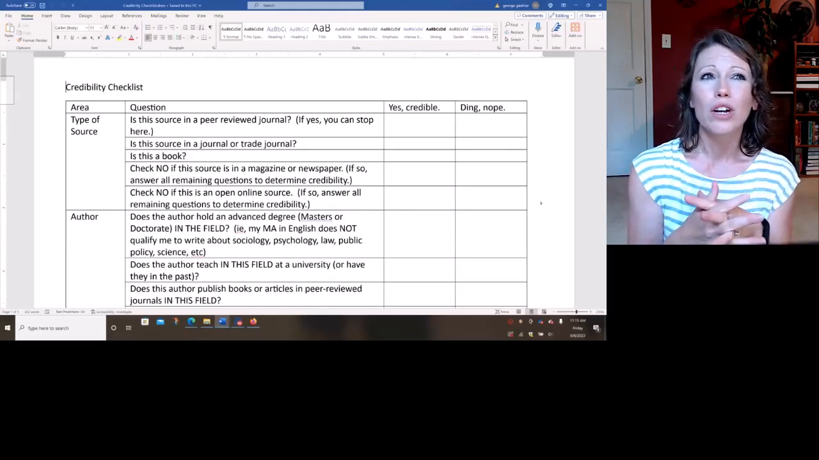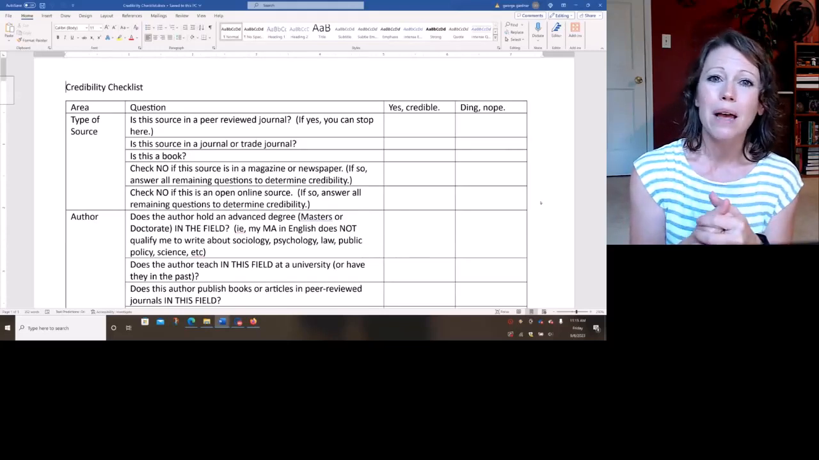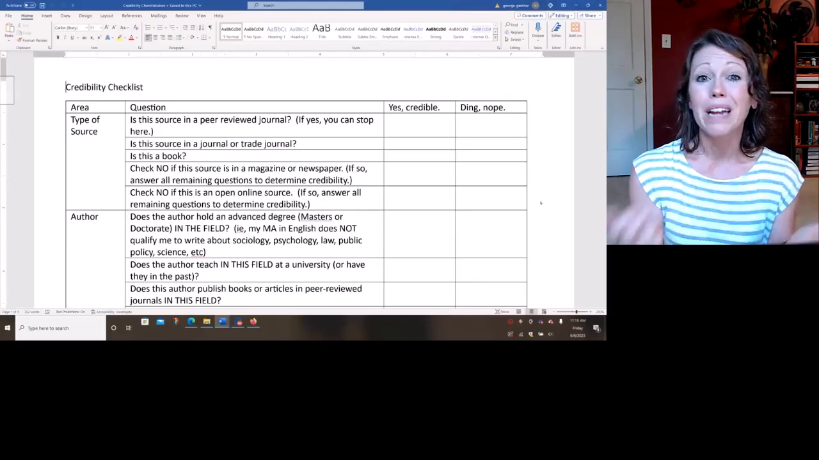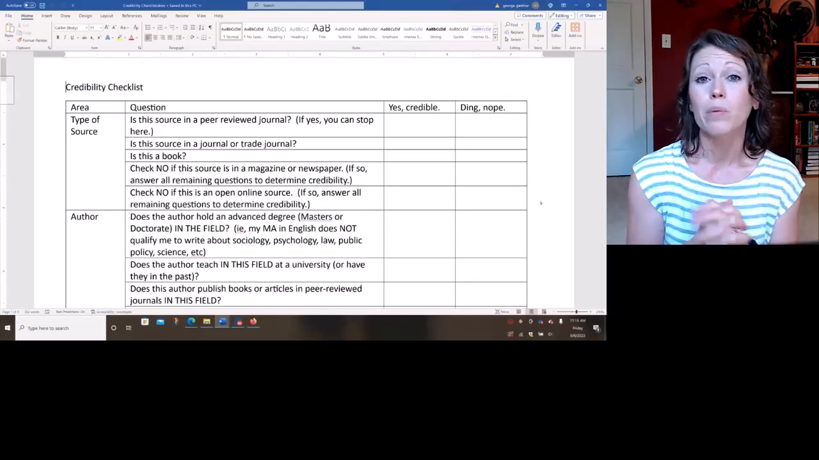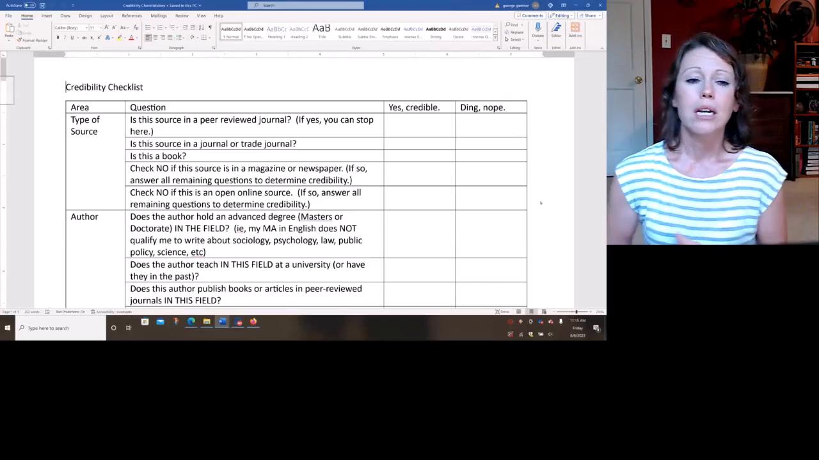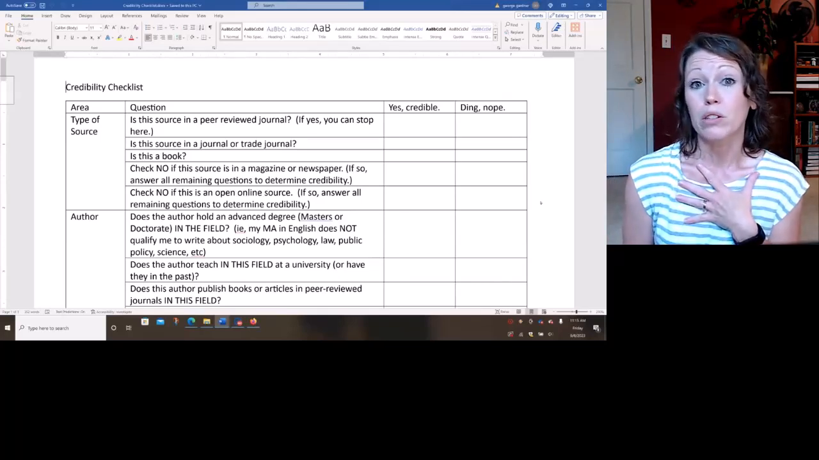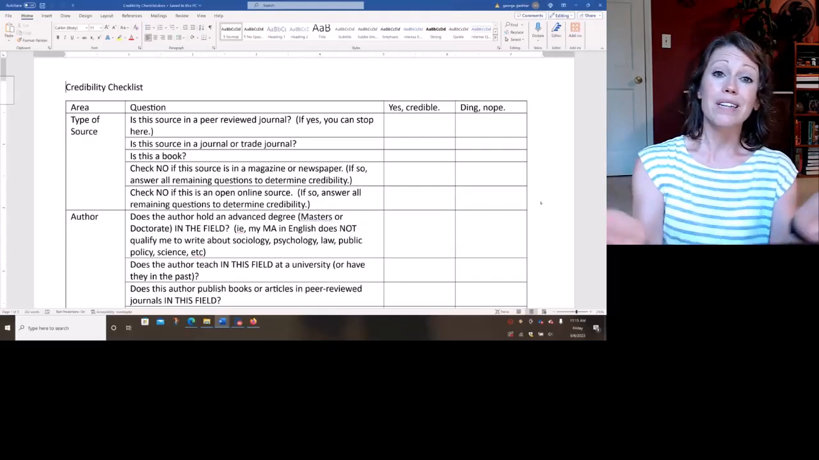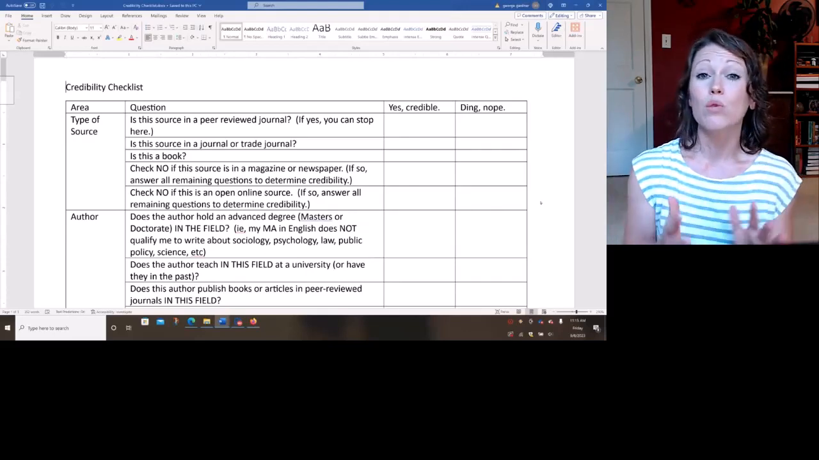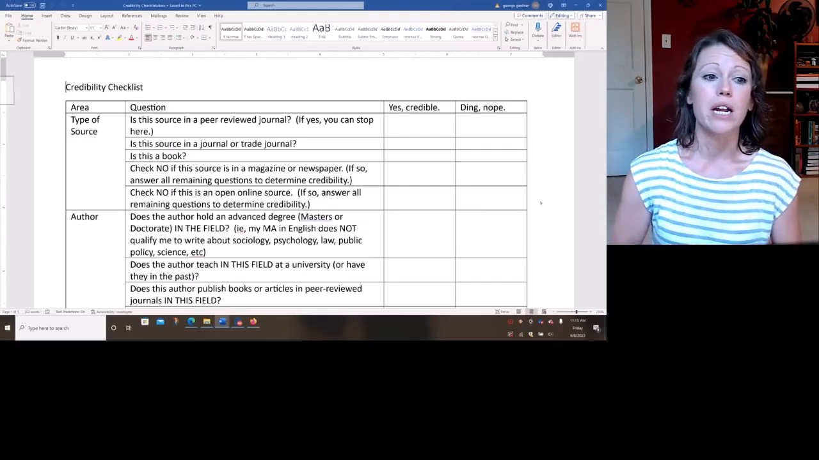That means that you need to look at who's producing them, where they're coming from, to determine if they should be considered credible for use in college, because they need to meet more stringent standards than just what we would use for personal education. So this is the credibility checklist that I use with my students that I'm going to kind of go over here.